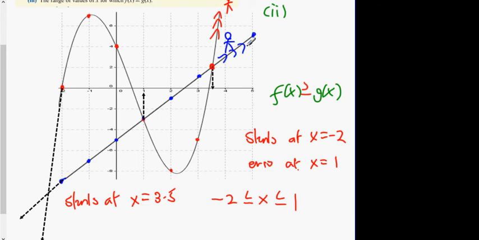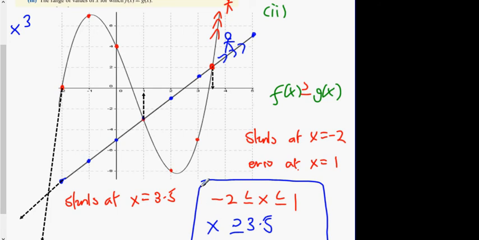So one thing to note: when your graph is an x cubed, how many turning points does it have? X cubed has 2 turning points. Have the 2 turning points already happened? That means that this cannot possibly turn again. So for the rest of this, your curve will always be bigger than your line. So any value bigger than 3.5, your curve is bigger than your line. So that's your answer there.